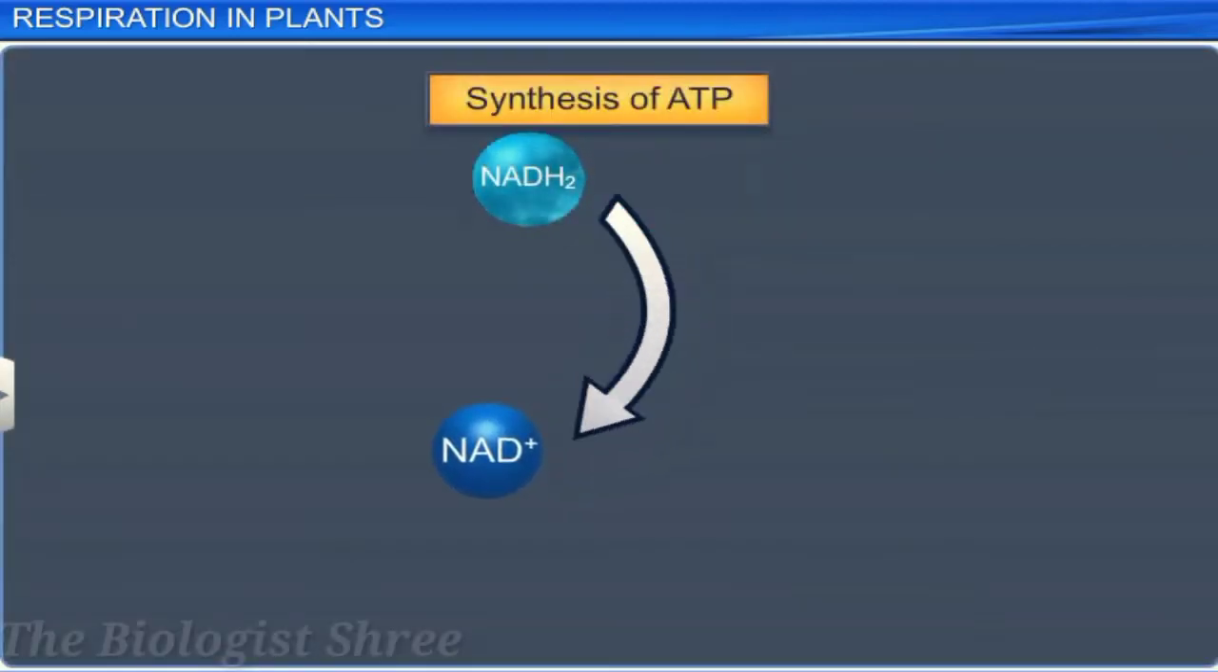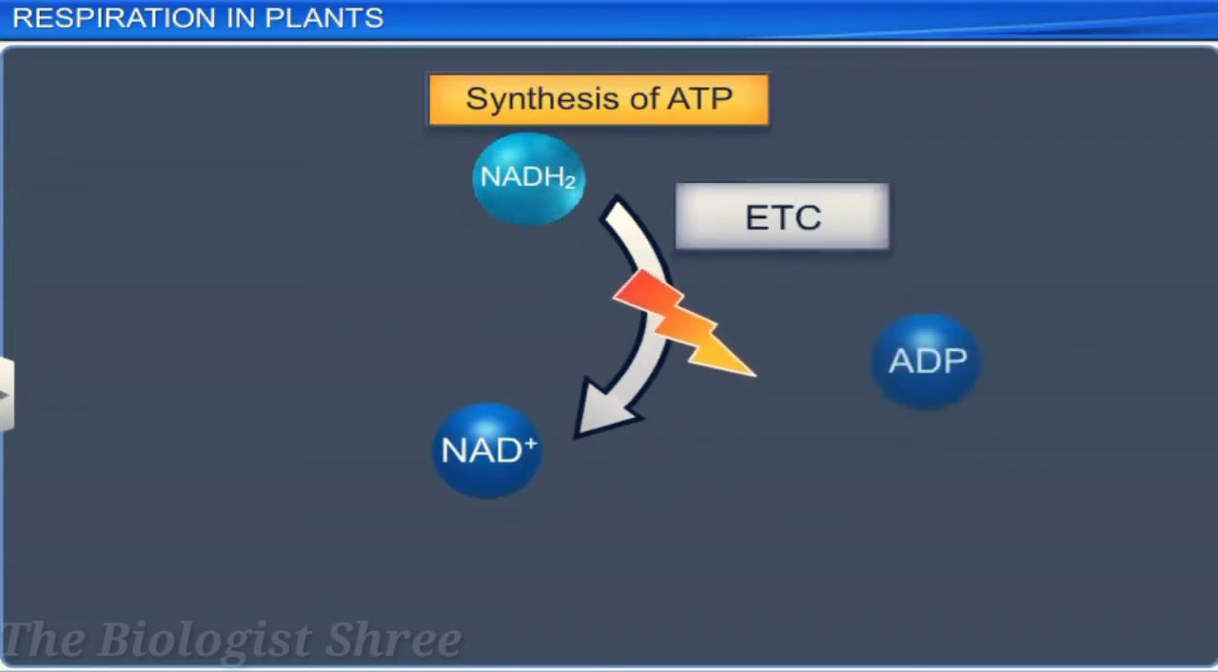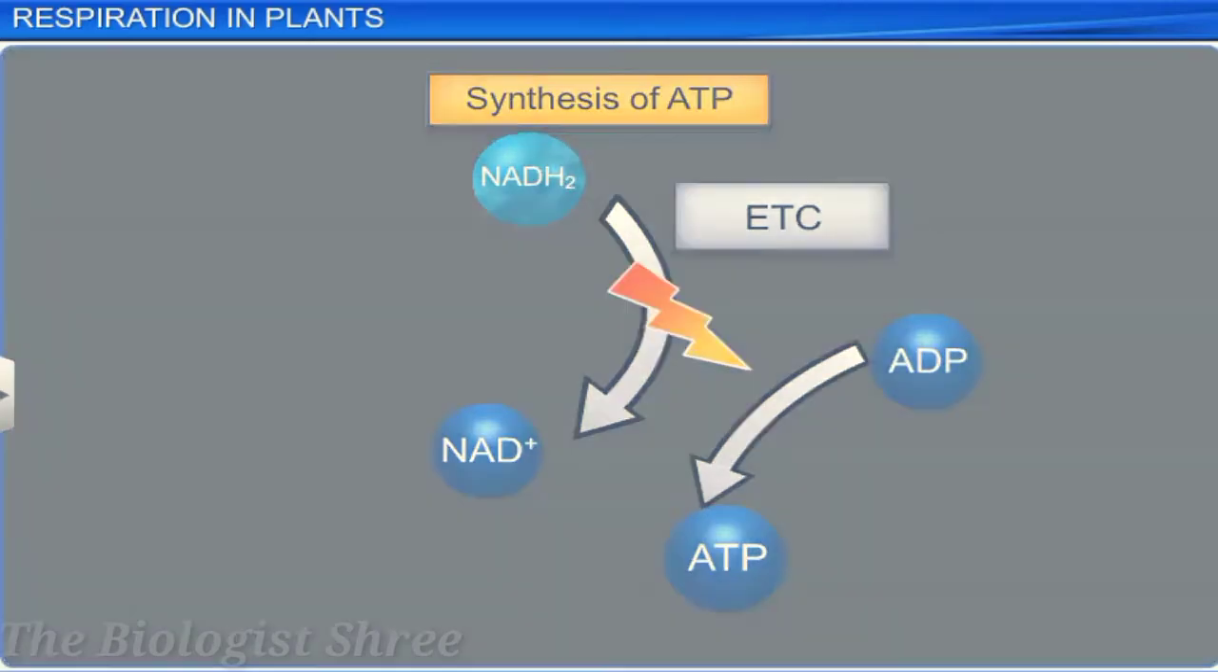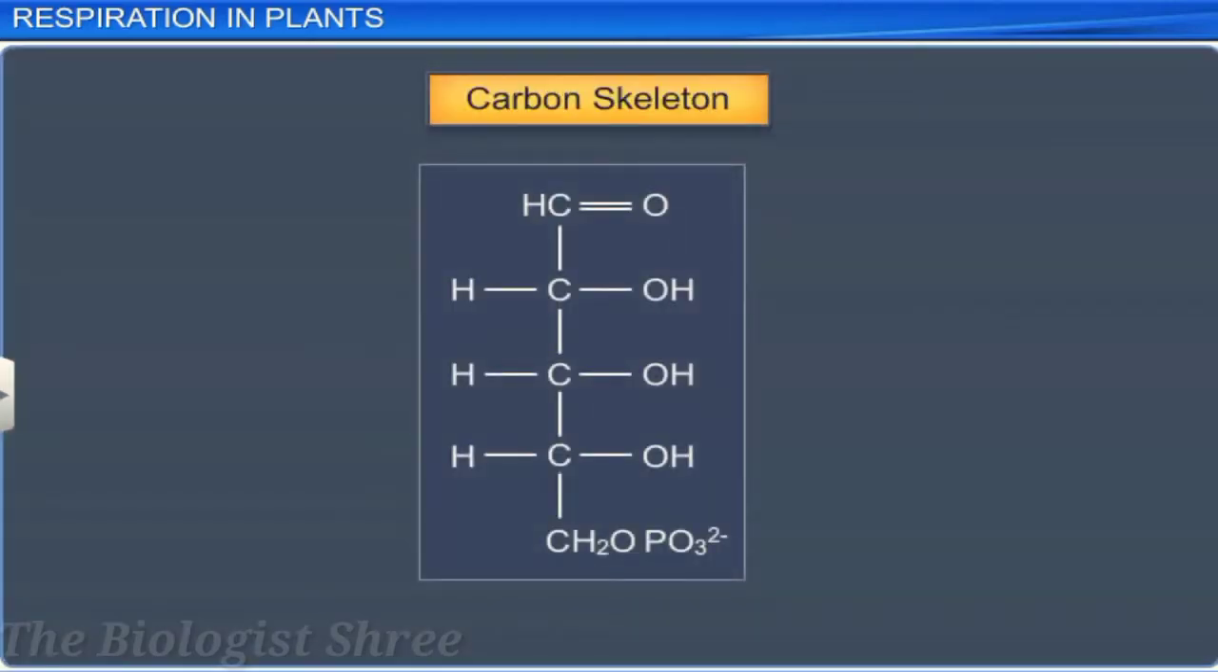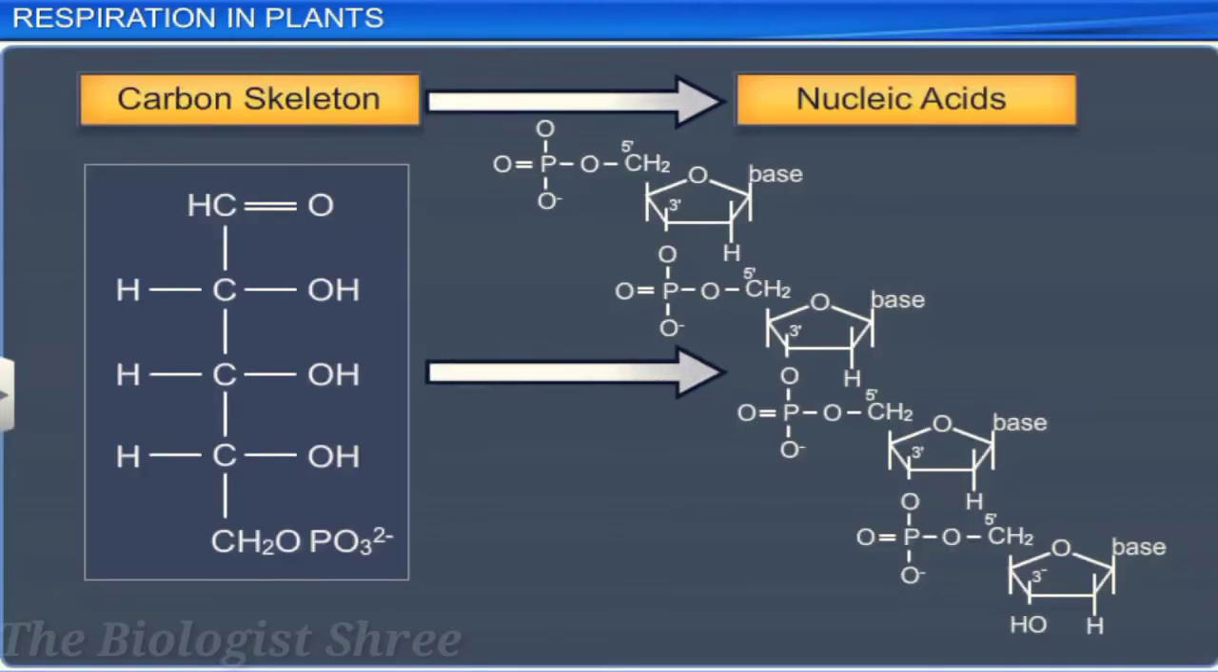Compounds like NADH formed during the oxidation of respiratory substrates are utilized in the ETC to derive energy in the form of ATP. The carbon skeleton obtained during respiration is used in the synthesis of other biomolecules like nucleic acids.